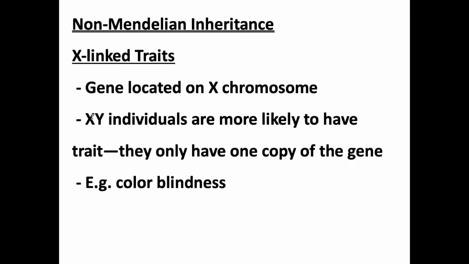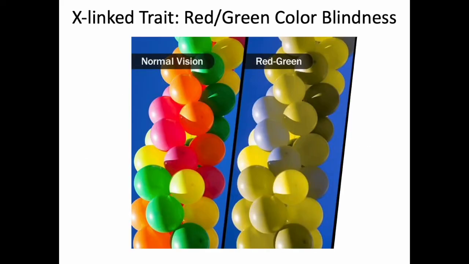So if this is a disease associated with the X chromosome, XY individuals are going to be more likely to have this because they only have one copy of that gene. They don't have a backup. Red-green color blindness is an example of this. I can't verify this, but I guess if you're red-green colorblind, these two images should look exactly the same. But red-green colorblindness, again, has nothing to do with sex development at all. The genes for this are on the X chromosome.